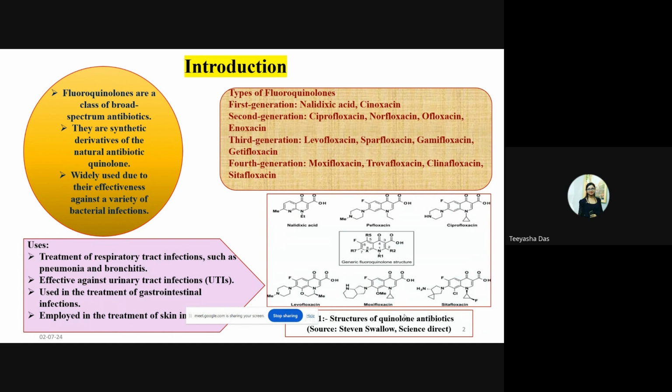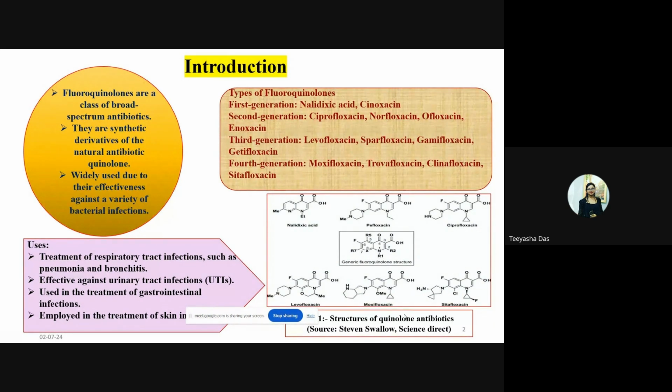Now, there are certainly different types of fluoroquinolones, starting with the first generation, nalidixic acid and cinoxacin, followed by the second generation, ciprofloxacin, norfloxacin, etc. Then the third generation, levofloxacin, sparfloxacin, etc. And then lastly, the fourth generation, that is moxifloxacin, trovafloxacin, etc.